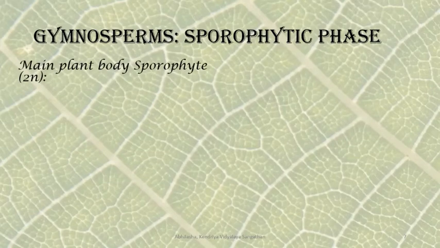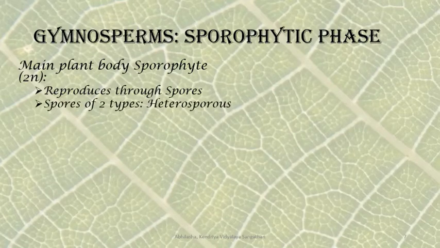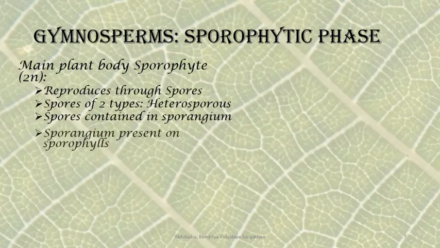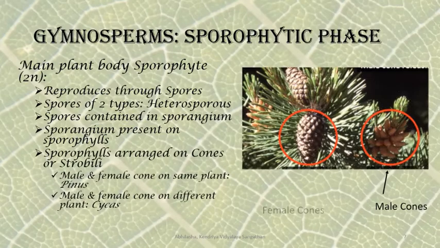The main plant body in gymnosperms, like we studied in pteridophyte, is a sporophyte, which means it is diploid and it reproduces through formation of spores. Spores are of two types, megaspores and microspores. So these plants are heterosporous. The spores are contained in spore bags or sporangium. Sporangium is present on special leaves known as sporophylls. Now these sporophylls are arranged into cones or strobili.